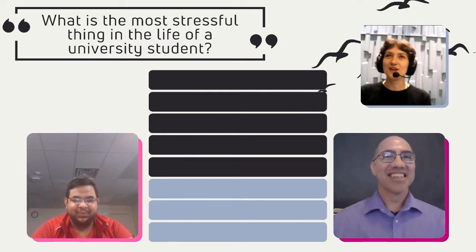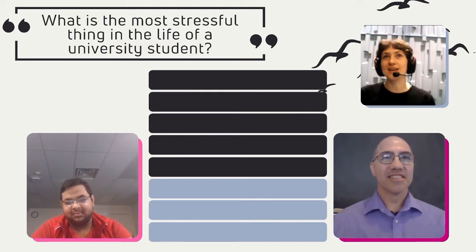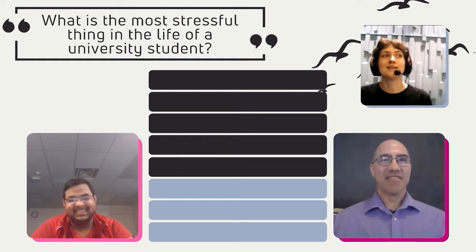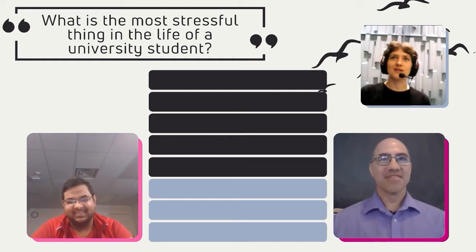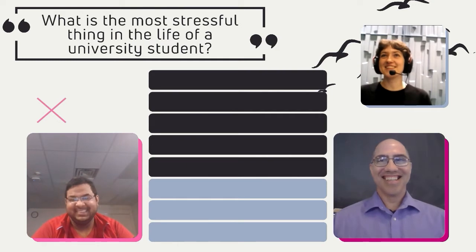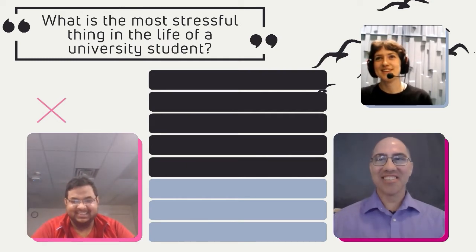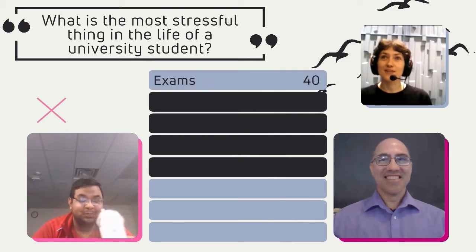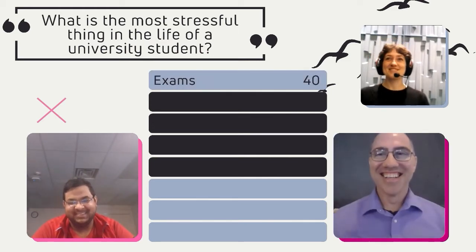Okay, so Cannon, what do you think is the most stressful thing in the life of a university student? I would say finding a co-op. Finding a co-op or summer job. Yeah, that can be kind of stressful. Let's see if it's on the board. Apparently, other students have other worries. Dan, what do you think? Tests. Yeah. Okay.